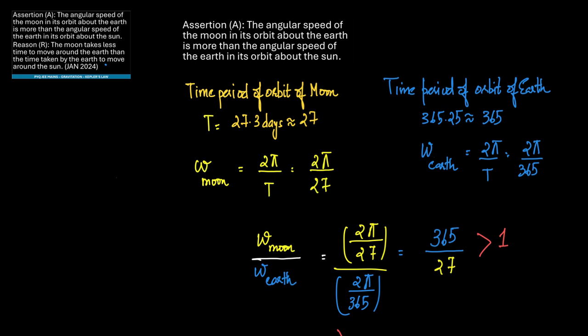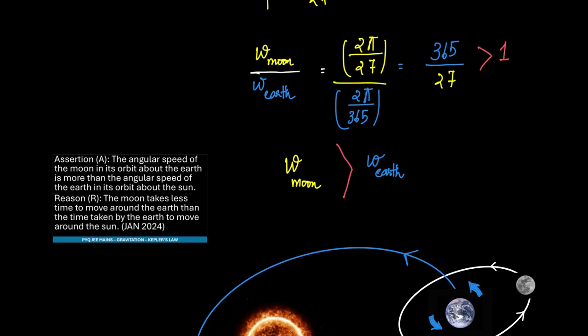Similarly, omega of earth is 2 pi by T. Time period of orbit of earth is 365, and therefore omega of earth is 2 pi by 365. Now, if you divide omega of moon by omega of earth, what we get is omega moon by omega earth is equal to 2 pi by 27, the whole by 2 pi by 365, which is equal to 365 by 27, which is a value greater than 1.